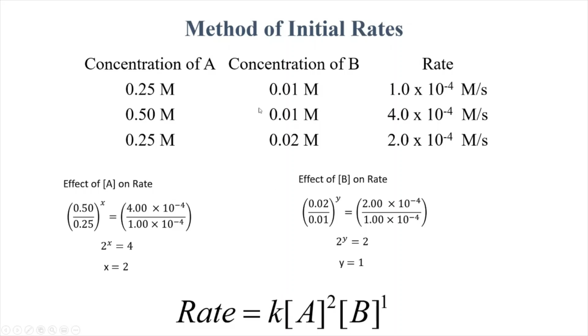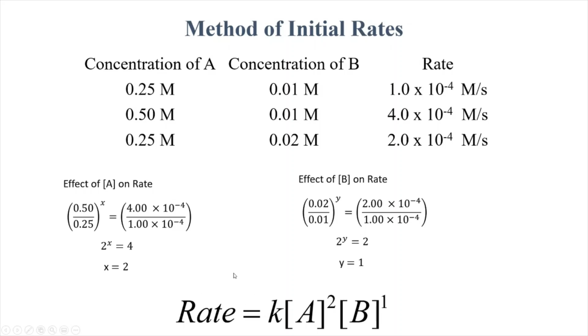Well, we can take any one of these trials and plug in the rate that we have, the concentration of A, the concentration of B, and then solve this equation for what K should be, including the units. And we have to remember that the units on the right have to work out with the units on the left. So whatever the units of K are, we have to make sure that that gives us molar per second on the left.